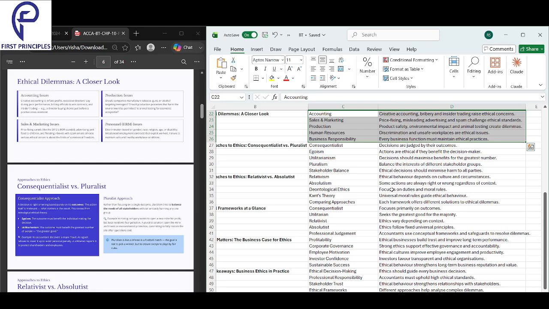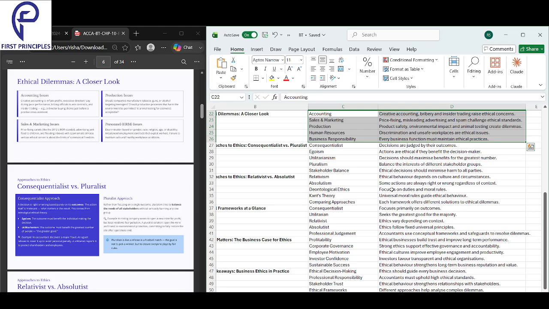Next, product safety, environmental impact, and animal testing create dilemmas. Next is human resources. Discrimination and unsafe workplaces are ethical issues.